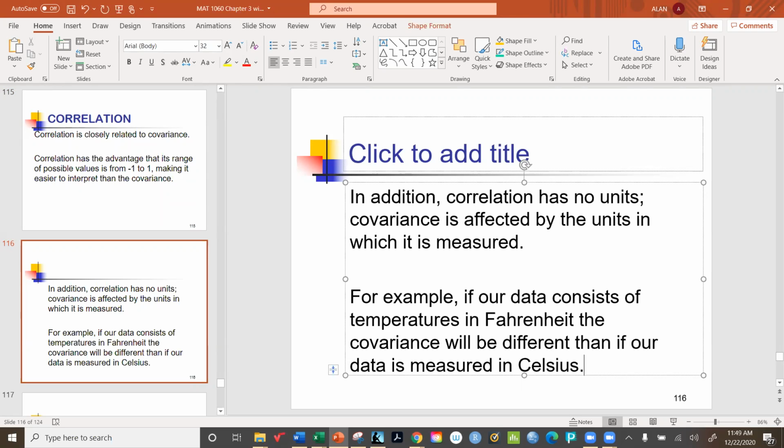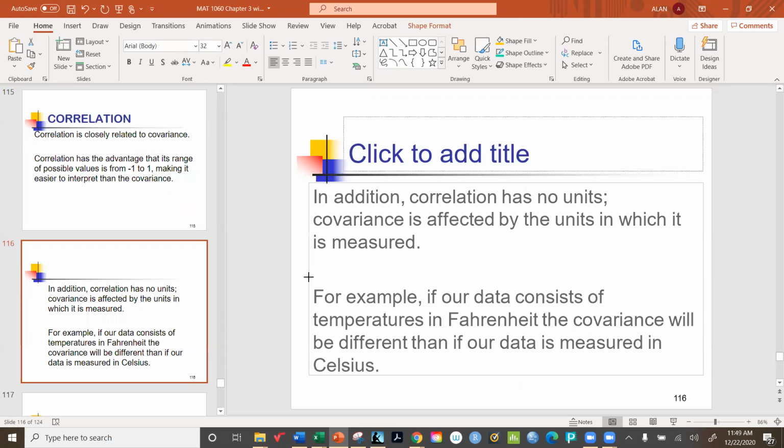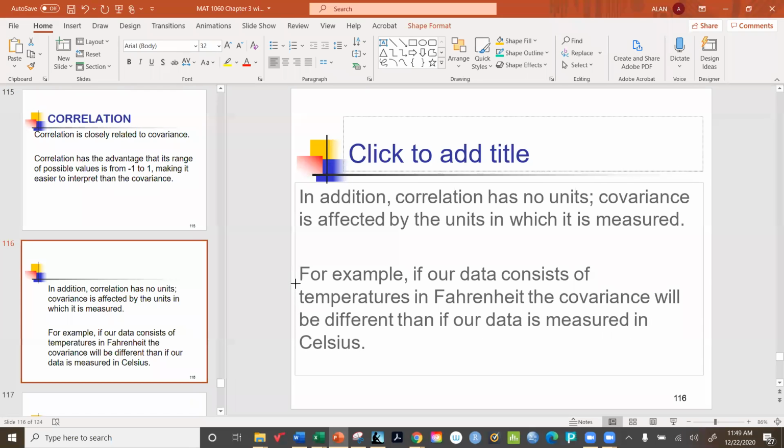So the correlation coefficient has two major improvements over covariance. Number one, it has an upper and lower limit. Number two, it is not affected by units. It has no units. It is a pure number. With covariance, that is not the case.